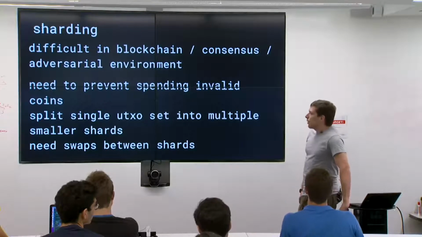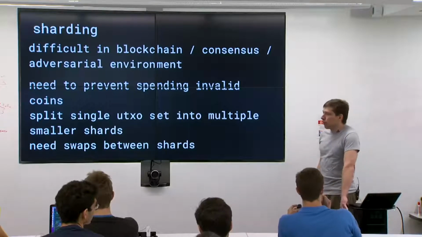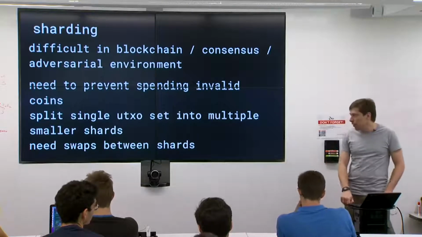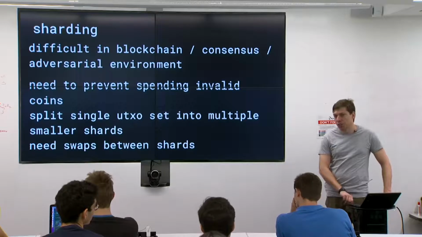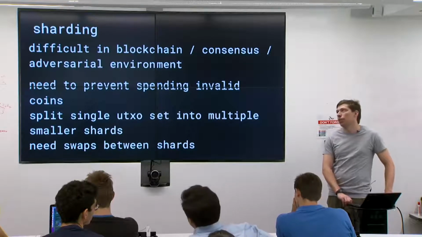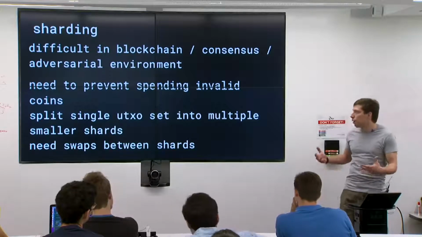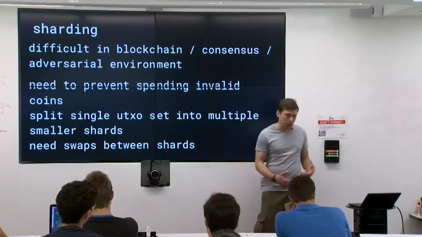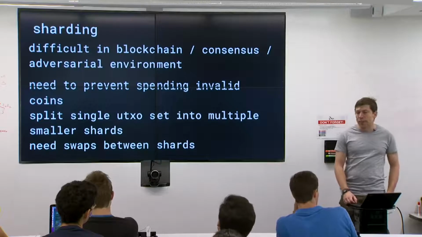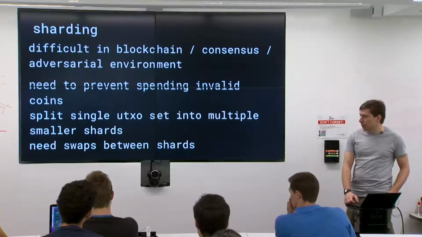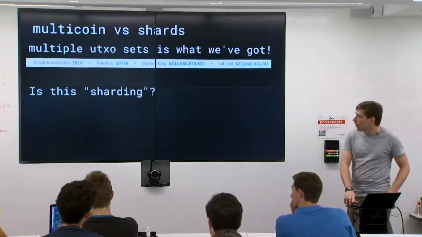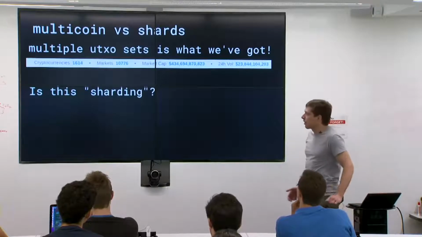So the idea is to split a single UTXO set into multiple smaller sets, and that part is okay, but you need communication between the shards, right? You could say, we're making a bunch of different UTXO sets. Each node can choose their own UTXO set that they're keeping track of, and then you have some kind of merge mining between the UTXO sets, but you need swaps between the shards. It's kind of an interesting thing to think of.